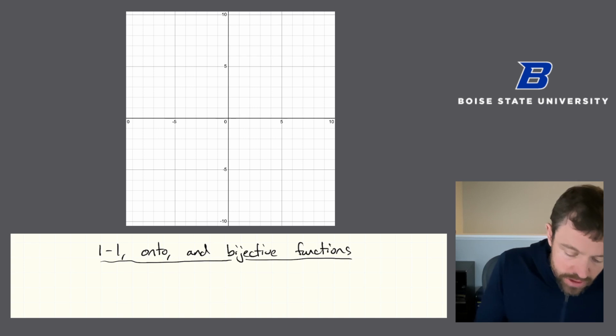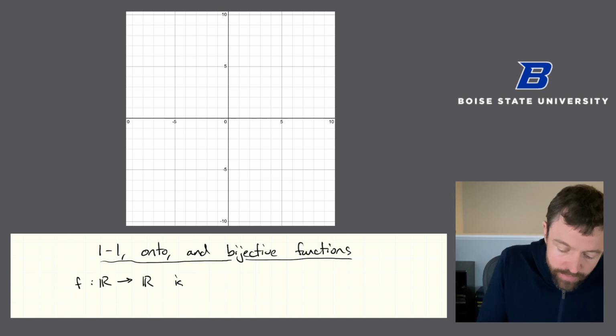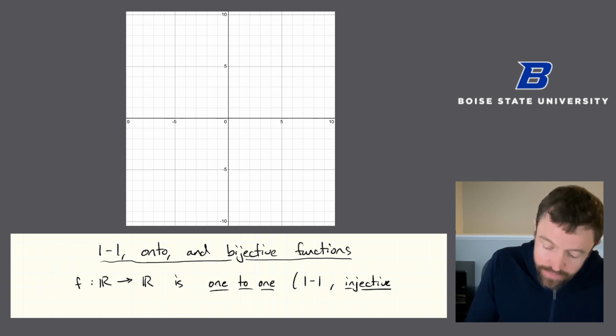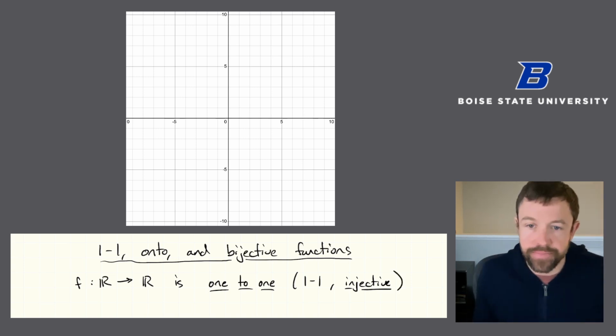So we say that a function, and again, we're talking real valued functions here. So if a function takes real inputs and gives you real outputs, we call this function one-to-one, which we often abbreviate one-to-one, like this. And another word for this, I guess, is injective. If you hear the term injective, it's just a fancy word for one-to-one.